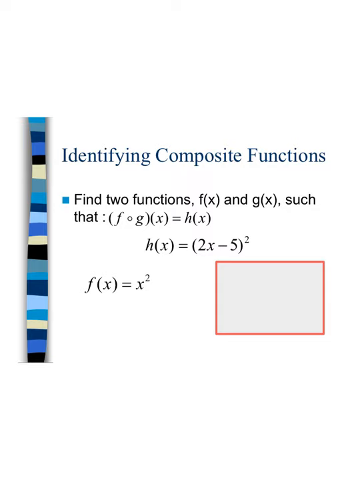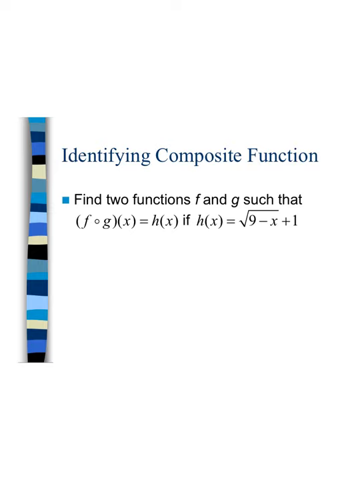From there, I want to figure out what do I have to plug into my shell. So what do I plug into my x squared to get 2x minus 5 squared? And I just have to make sure what is inside parentheses is what I choose. So my g function is going to be exactly that, 2x minus 5.